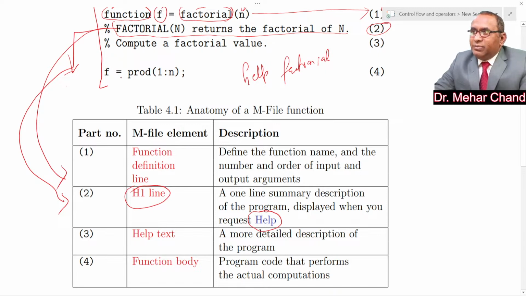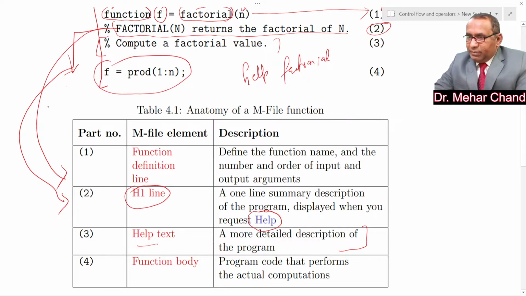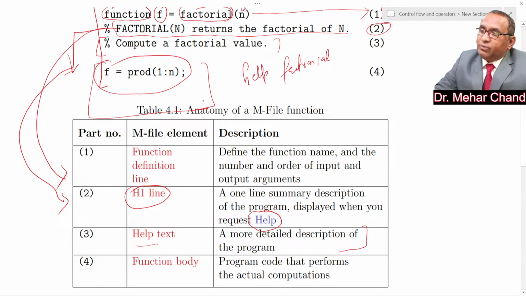Along with that, we have some more description about the function. These are the help text, and more details of the description of the program can be provided while writing the program. And then at the end, we have the function body. So here the complete function body will exist, and if we have some conditional statements, these will also be available at this place, and we will try to present some interesting examples.